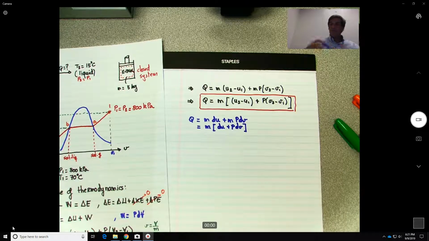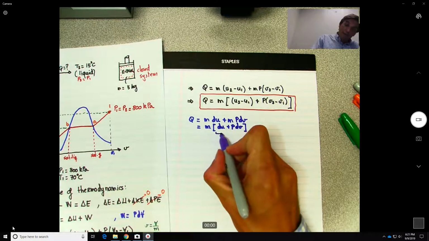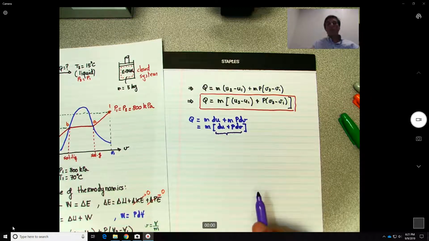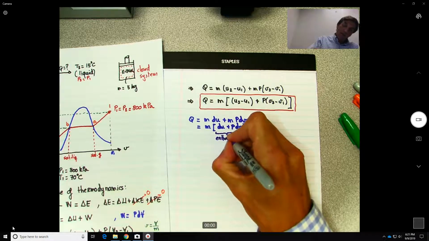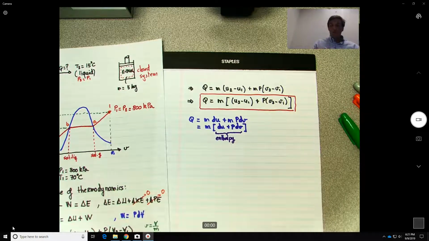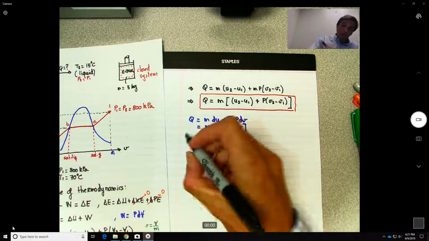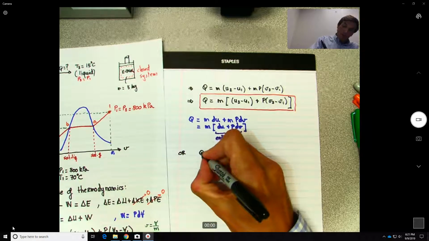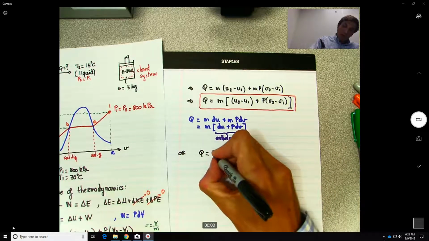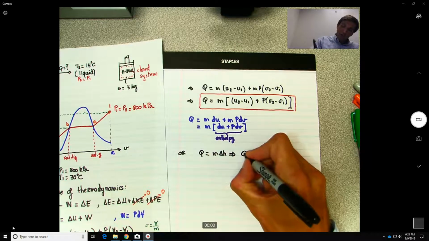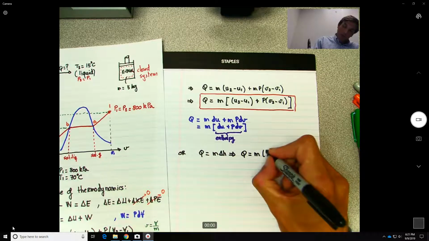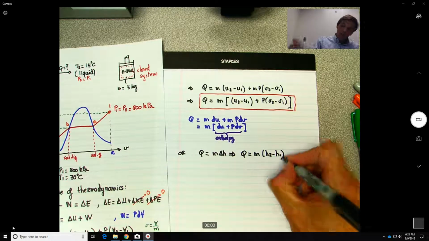And what is this term? Do you recognize this term over here? Internal energy plus the work done by the pressure is enthalpy. So basically we have the other way to solve this problem, that would be Q equal to m delta H, which will mean that Q will be equal to m(H2 - H1).